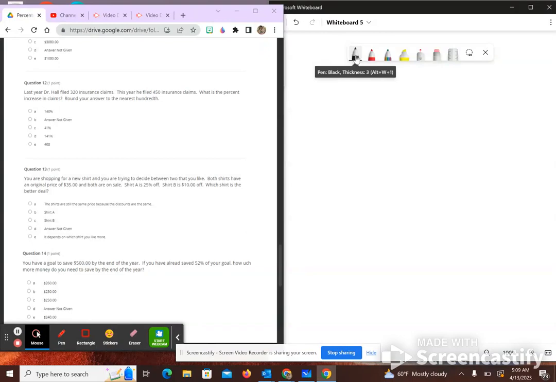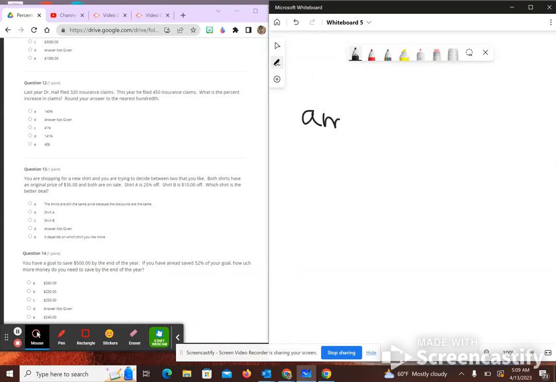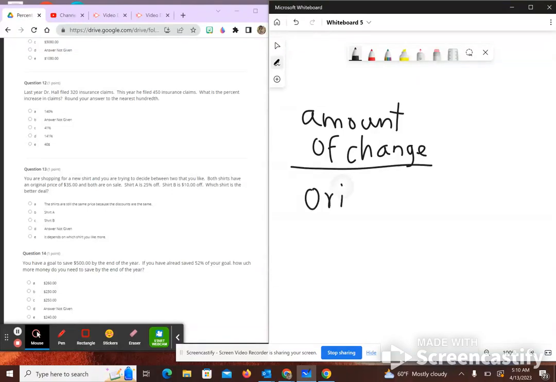I think that's actually supposed to say round your answer to the nearest percent. That's a typo. But first thing I need to do is figure out the change, the amount of change, and that's going to be the top number of my ratio. The bottom number of my ratio is going to be the original amount.